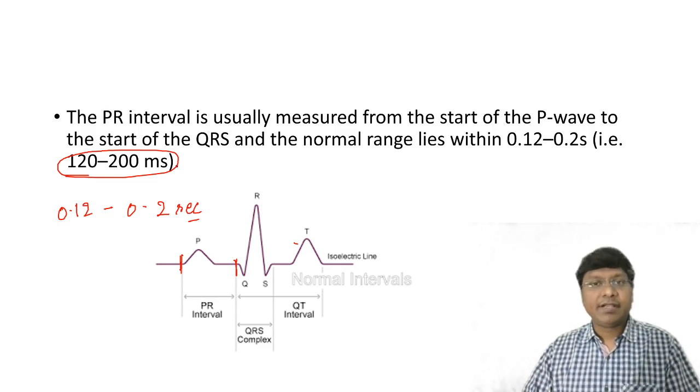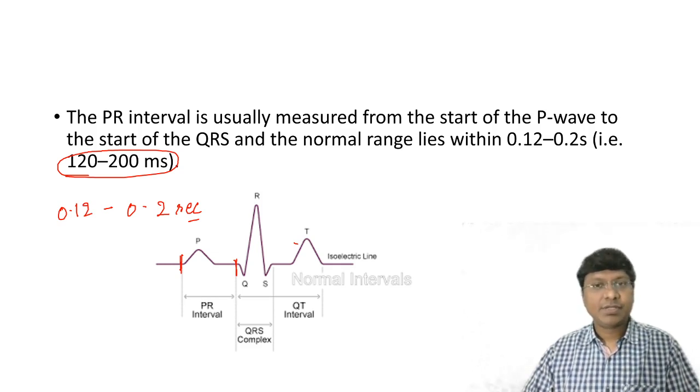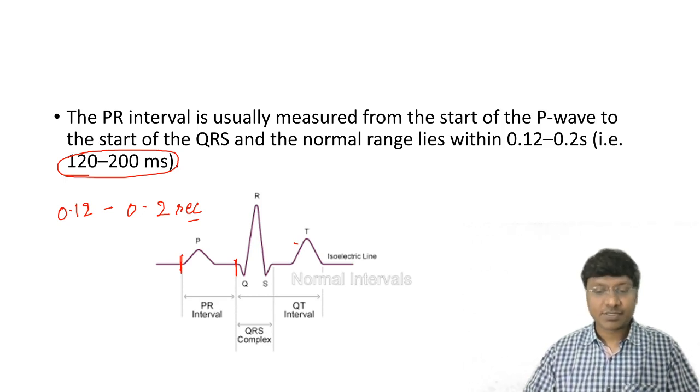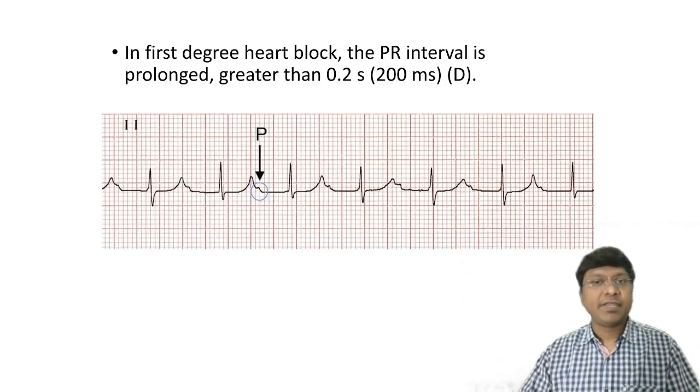Now, what does this PR interval represent? It represents the time taken for the impulse to move from the SA node to the AV node, as well as through the AV node. Now, in certain clinical conditions the PR interval is prolonged, and in certain clinical conditions the PR interval is shortened. Let me discuss the conditions where the PR interval is prolonged or variable, that is, in first degree, second degree, and third degree heart block.